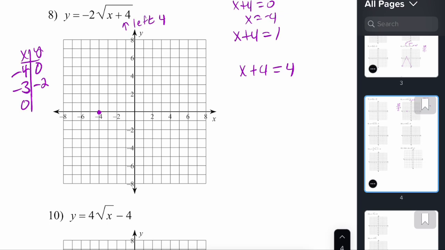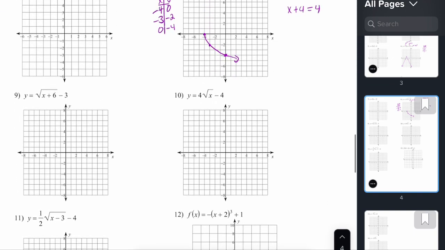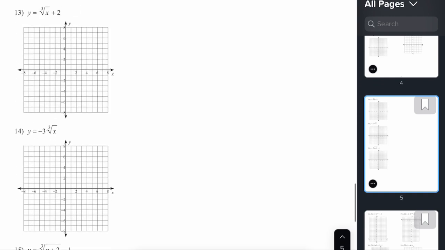You should expect that that's going to flip it over the x-axis after it's moved left 4, and then it's stretched out a little bit. If I plug in 0, I get the square root of 4, which is 2, times -2 is -4. So at -3, I'm at -2. At 0, I'm at -4. And then I should be able to answer my questions about that. Let's see if we can do one more example here. There's square roots. And then let's do a cube root.